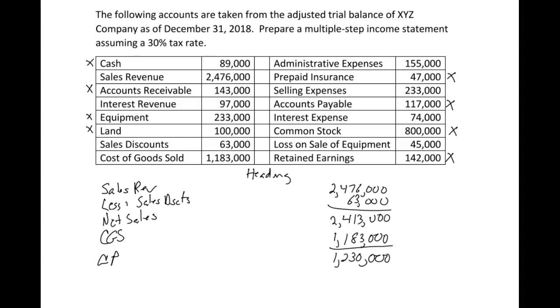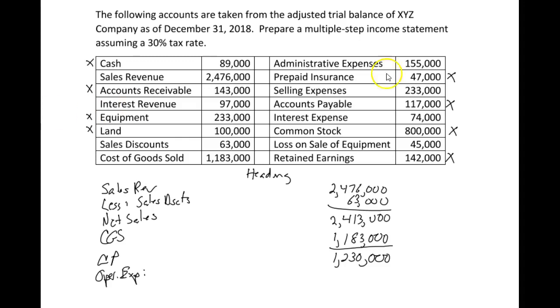Gross profit is an important number for companies because it tells me how much profit I have that now needs to cover the rest of the expenses that it takes to fund my operations, which will be the next section. So the next section will be operating expenses, and we'll list those out.